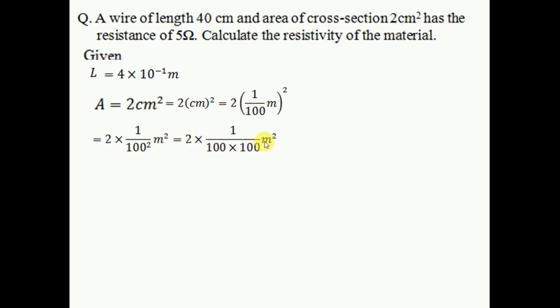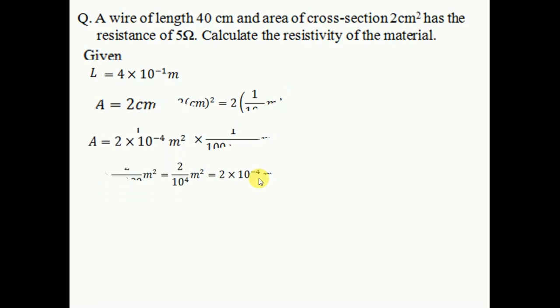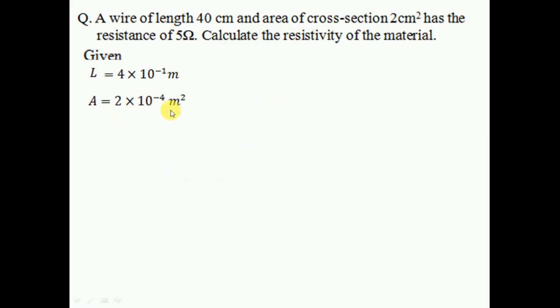Now, 2 into 1 by 100 into 100 meter square. So now I got the meter square. Now 100 into 100 is 10,000, and for 10,000 I need to count the zeros: 1, 2, 3, 4, so 10 power 4, 2 by 10 power 4 meter square, and I'm taking this 10 power 4 up, so it will become 2 into 10 to the power minus 4 meter square. So I got the area also, which is 2 into 10 to the power minus 4 meter square.